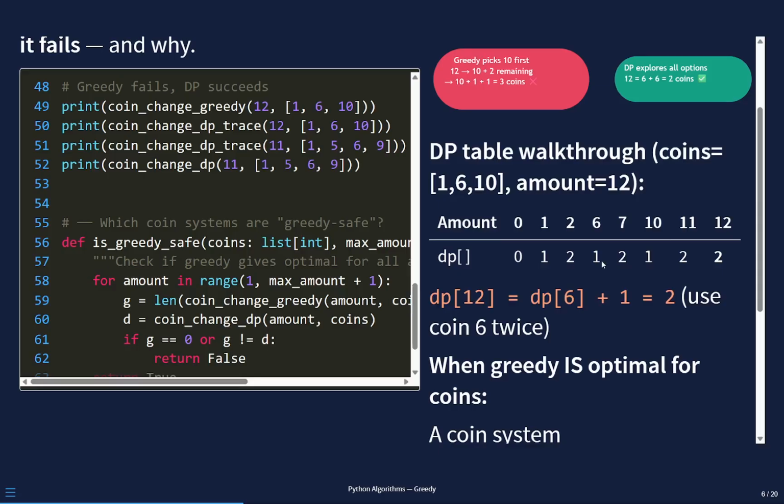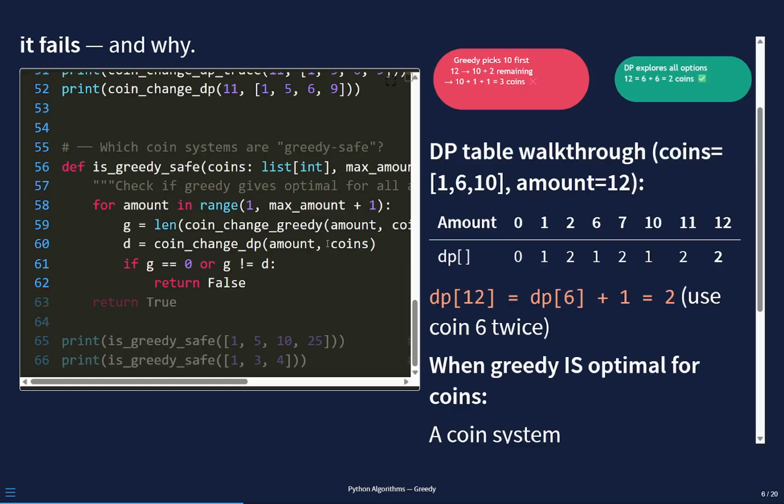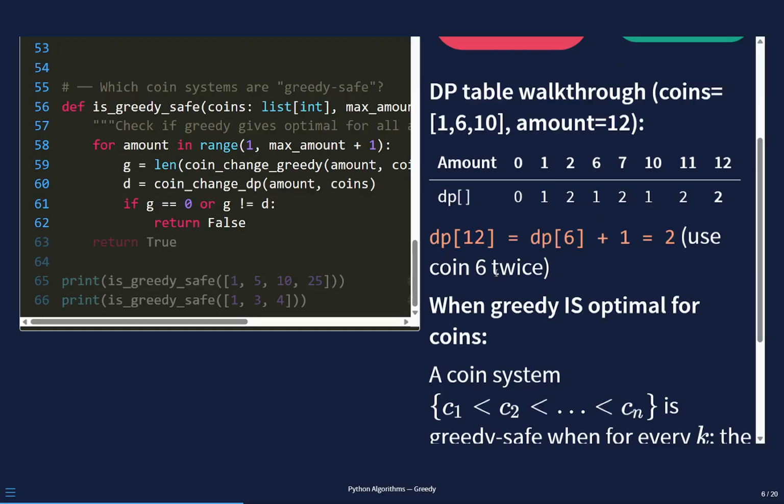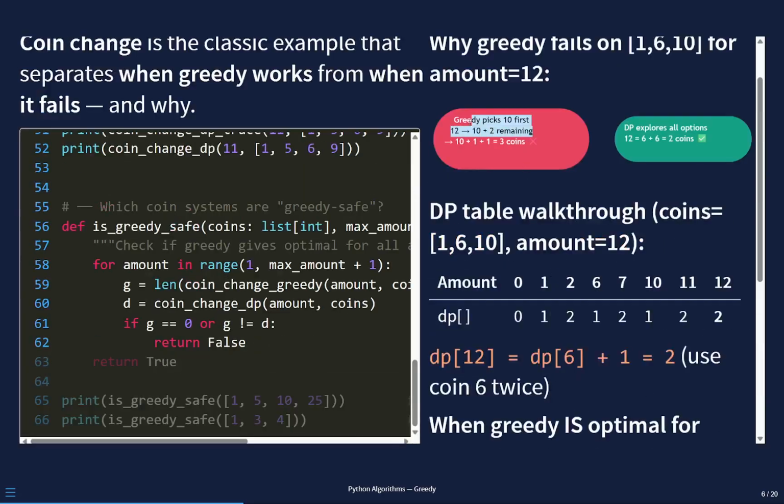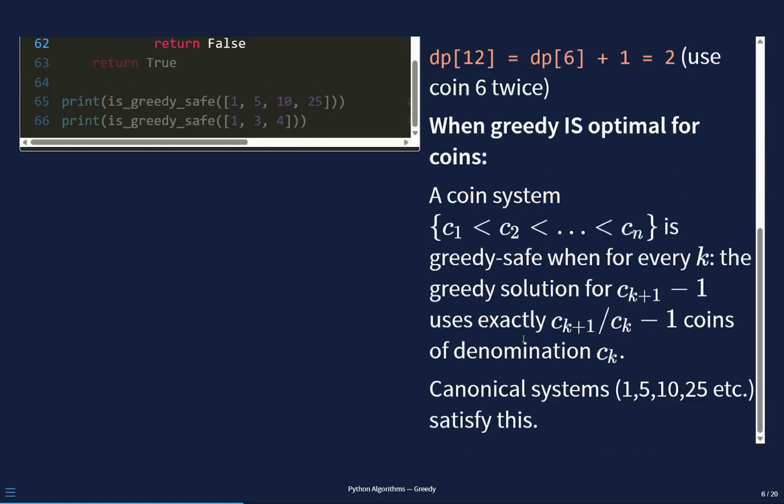Walk through the table for coins 1, 6, 10. DP[6] equals 1. DP[10] equals 1. DP[11] equals 2. DP[12] equals 2. Greedy would give 3 for amount 12. DP correctly gives 2. The coin_change_dp_trace function adds a used array that records which coin was employed for each amount. Backtrack from the target amount to reconstruct the actual coins.